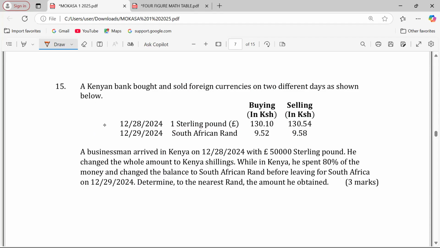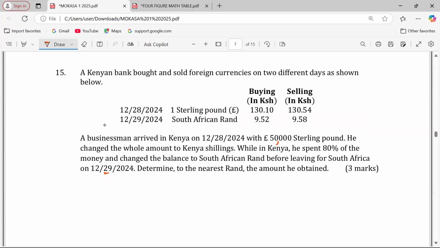A businessman arrived in Kenya on 28th December 2024 with 50,000 sterling pounds. He changed the whole amount to Kenya shillings. While in Kenya, he spent 80% of the money and changed the balance to South African rand on 29th December 2024. Determine to the nearest rand the amount he obtained from the bank.